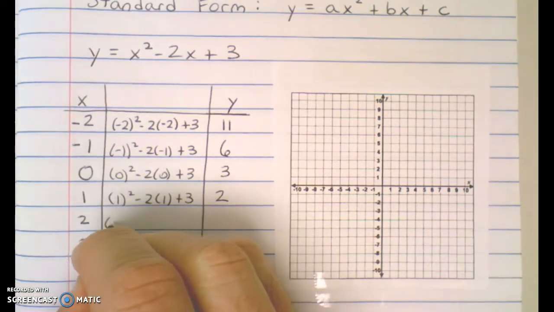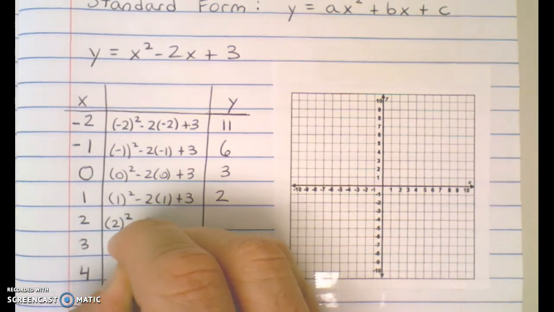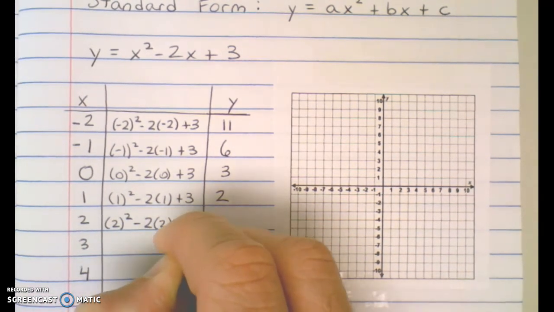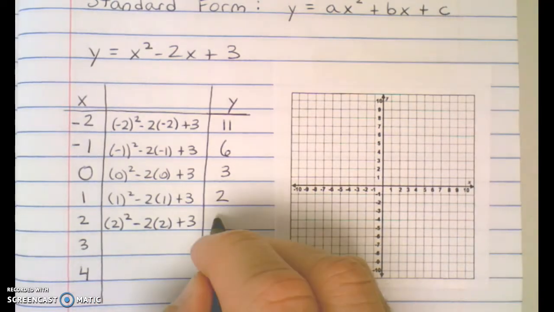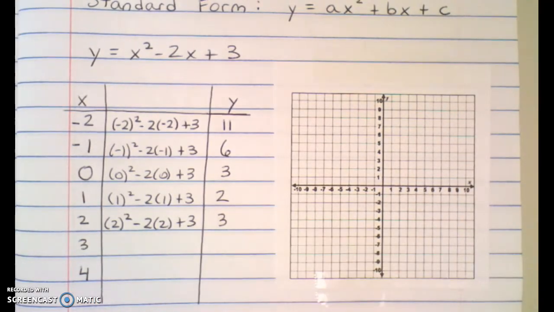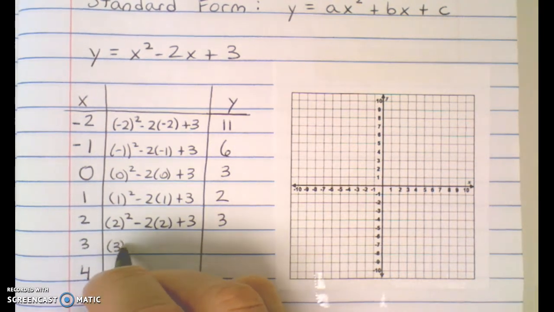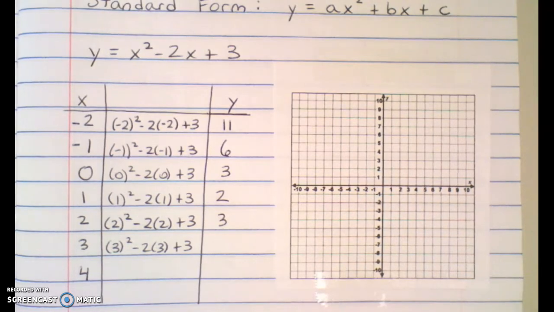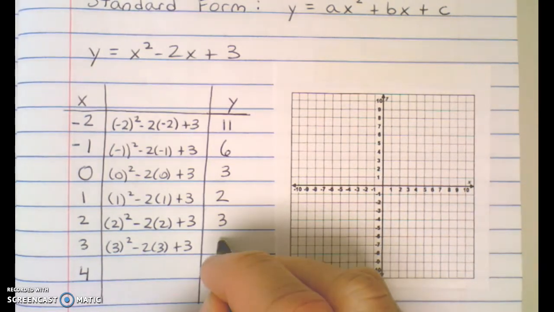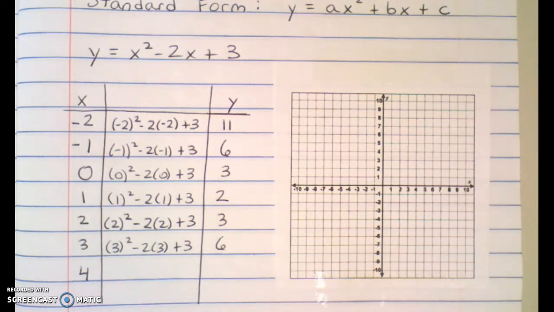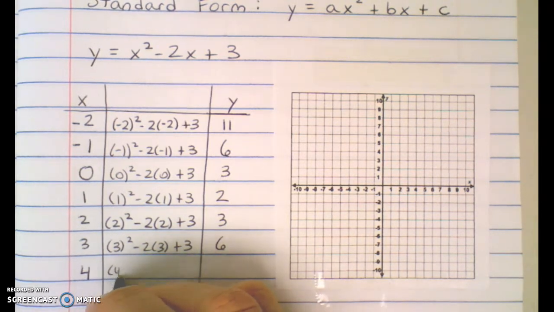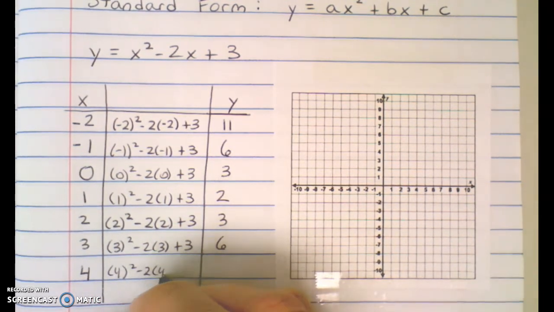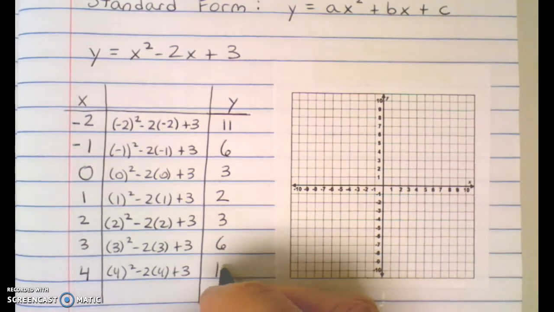Plug in 2, so it's 2 squared minus 2 times 2 plus 3. My output here is going to be 3 again. Plug in 3 squared minus 2 times 3 plus 3. This time my output's going to be 6 again. And then plugging in 4 squared minus 2 times 4 plus 3, that's going to give me 11 again.